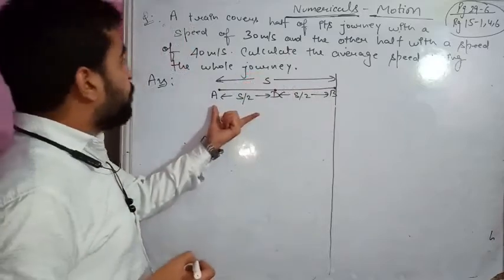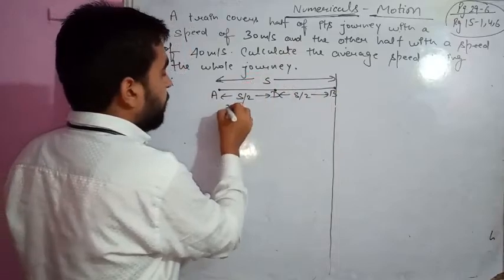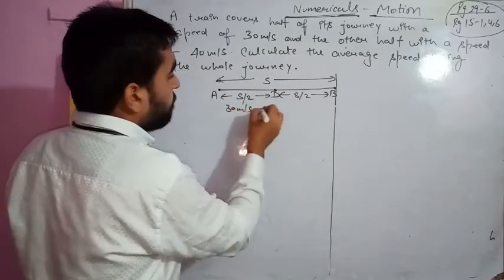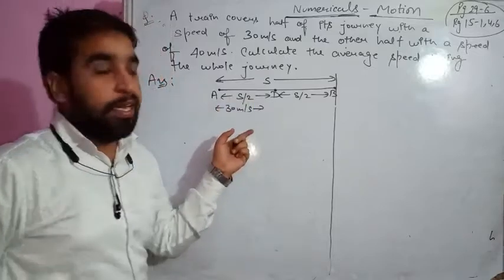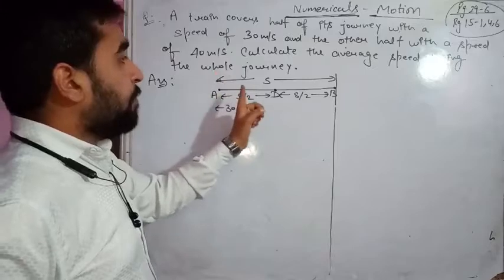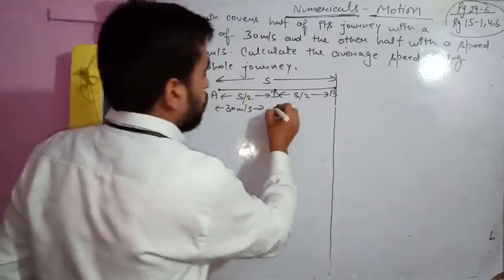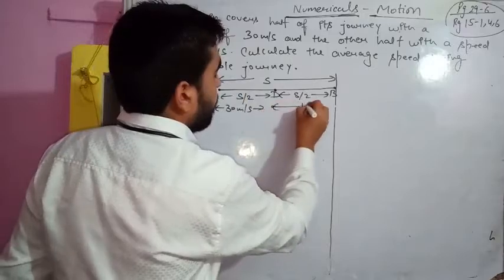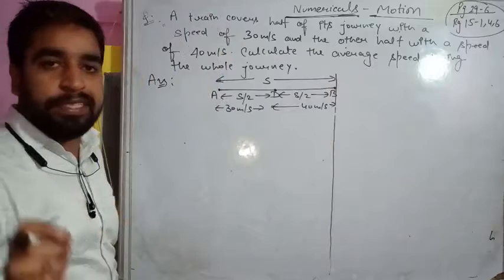So half of the journey is traveled with the speed of 30 meter per second. So speed we know that is 30 meter per second for this much from A to D. Okay, and when it traveled the other half, the speed is 40 meter per second. So for D to B, the speed will become 40 meter per second. We have to calculate the average speed.